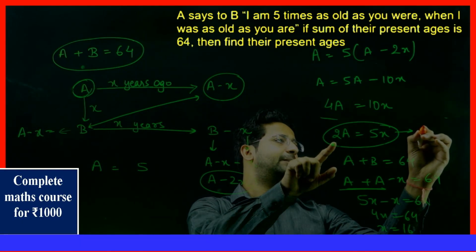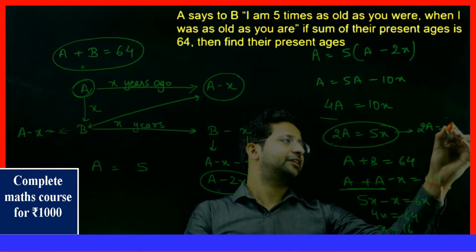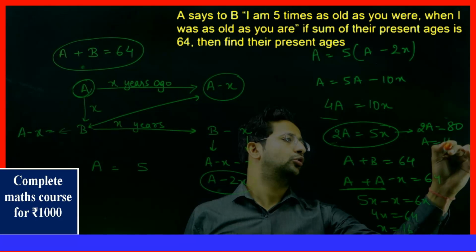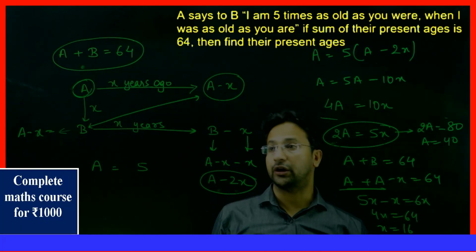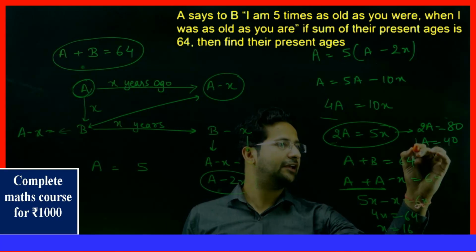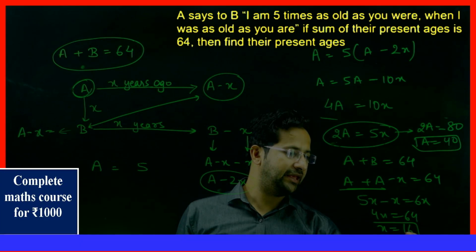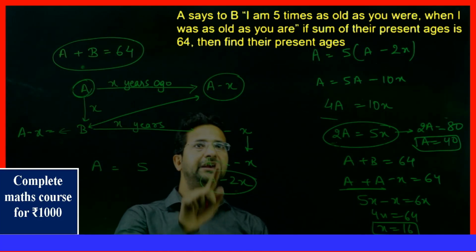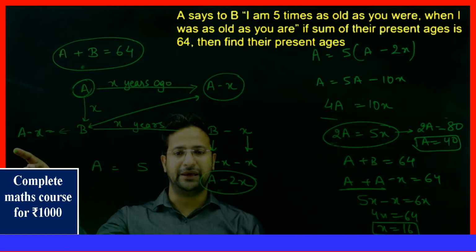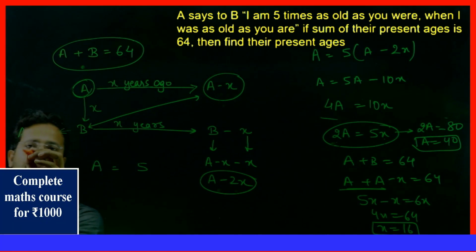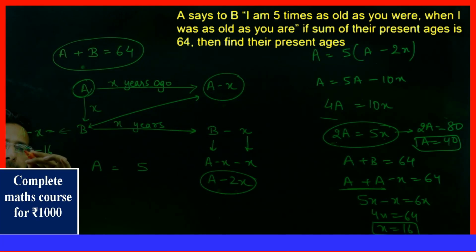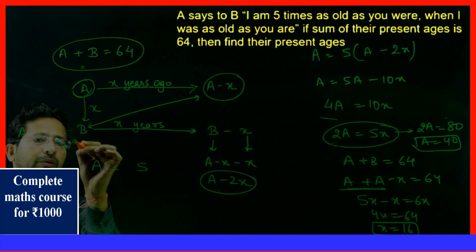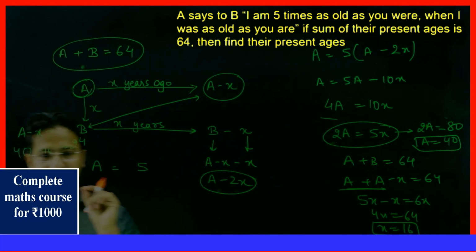So that way 2A will be 5 into 16, which is 80. So A is equal to 40. We have got A is equal to 40. Now B is A minus X, that is 40 minus 16, so B comes out to be 24.